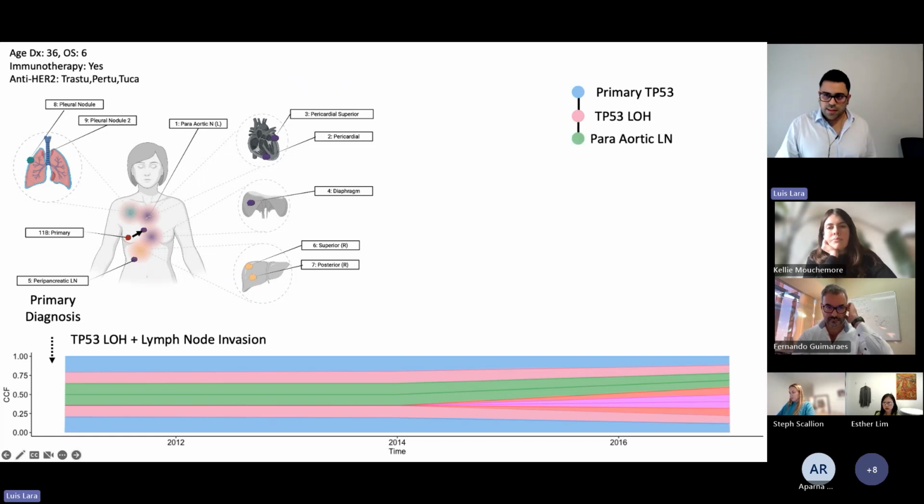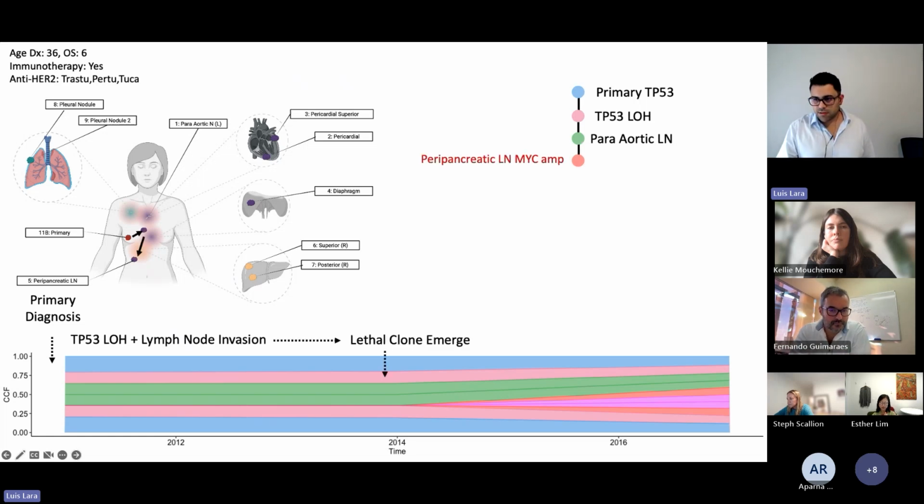And the invasion of proximity lymph nodes. The first lymph node to be invaded was the para-aortic, which is in the chest wall. And we see that in there, the tumor acquired really deleterious focal copy number amplifications, which involve MYC and KRAS, which is very unique for a cohort. And we correlate that the emergence of this clone was at this point. There is no evidence of disease in this patient yet, but the clonal expansion is already happening.